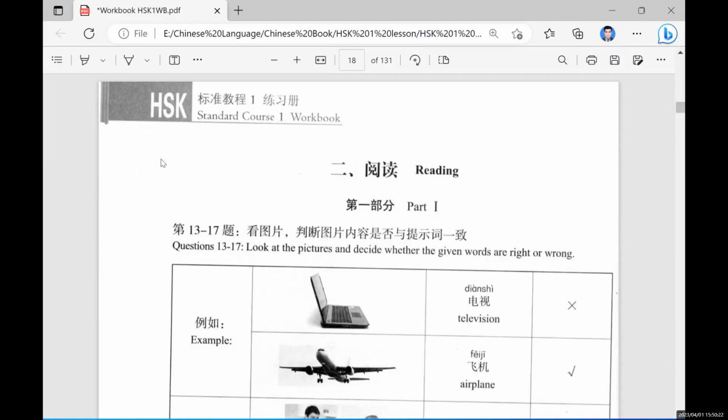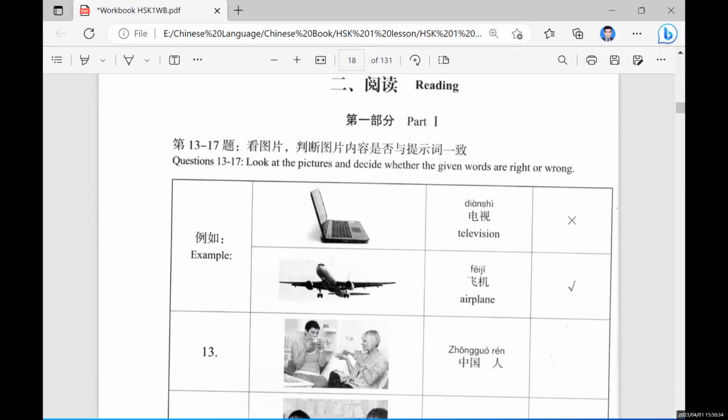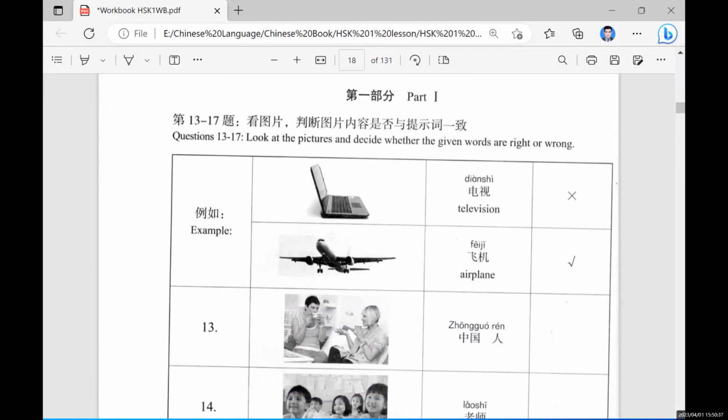So we have a first part. Here we have to look at pictures and decide whether the given words are right or wrong based on what you read. Firstly we have an example. The first example is Tianshi, television, TV. It's a laptop, so that's why it will be wrong. Then we have Feiji, fly machine. We call it an airplane in English, but in Chinese we say Feiji, so that's why it's right.